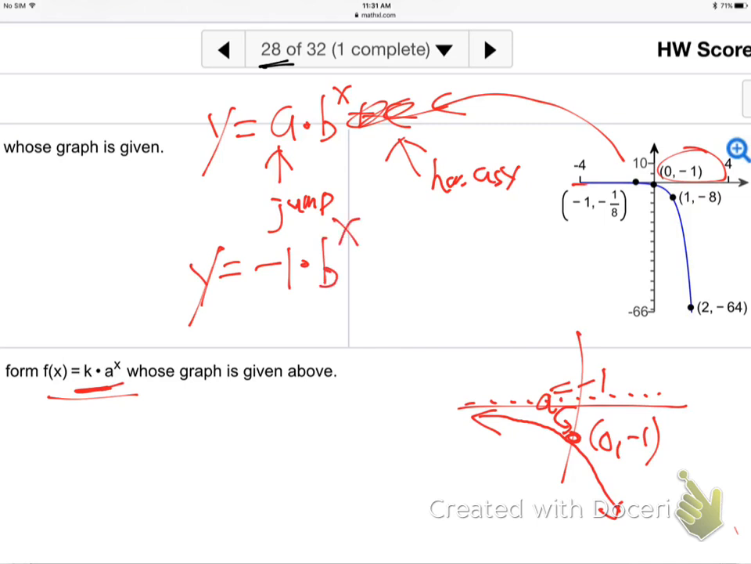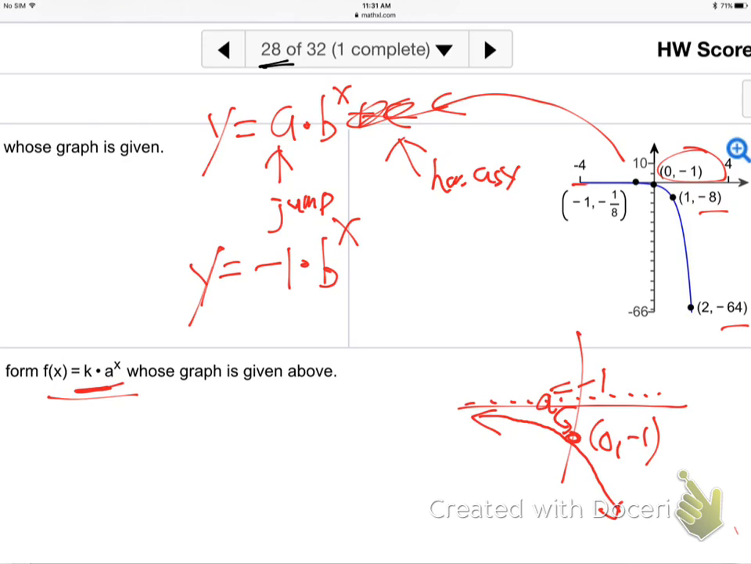Okay, now I'm down to the B. What's the B? Well, I'll do it formally, but can you just look at 8 and 64 and tell me what you think B is? It's 8, right? 8 to the first is 8. 8 squared is 64. That's where they're getting those numbers.